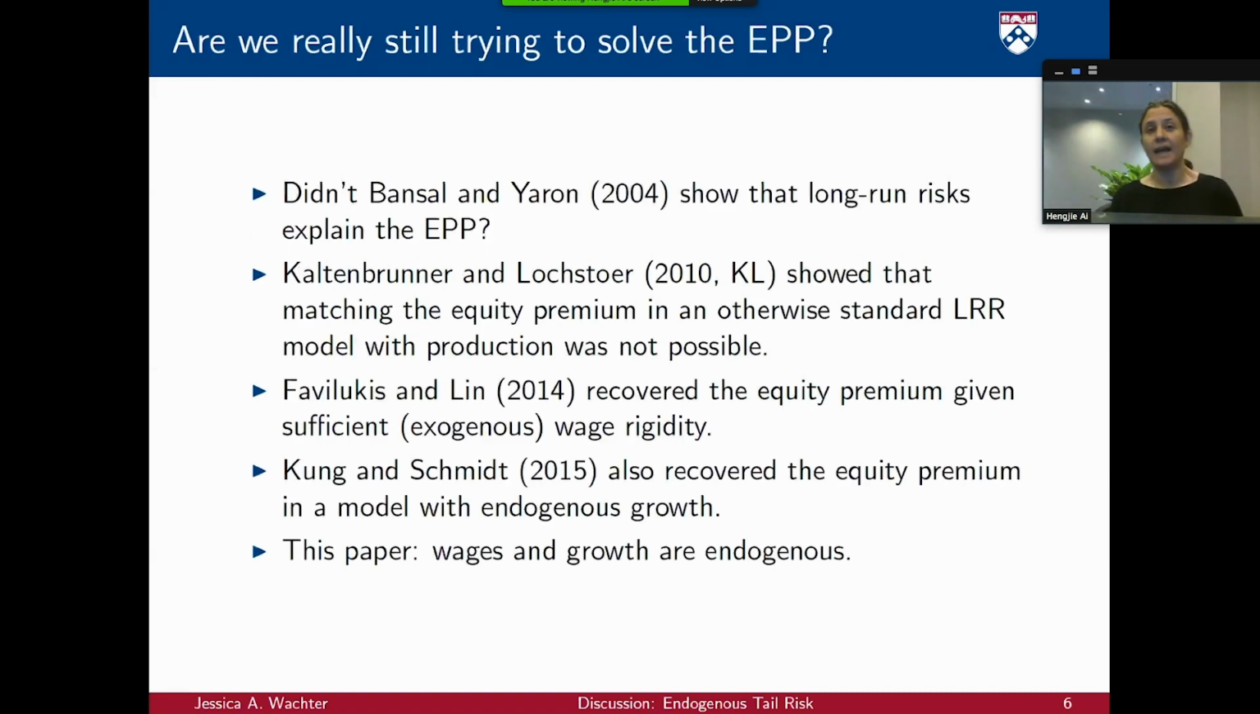Now you might ask, are we really still trying to solve the equity premium puzzle? Didn't Bansal and Yaron show, in a model in many ways like this one, with persistent risk in output and recursive utility with a preference for early resolution of uncertainty, that this explained the equity premium puzzle? Well, not so fast. The further puzzle is that when you have a production economy, it gets pretty hard to retain this result. That was due to Kaltenbrunner and Lochstoer.